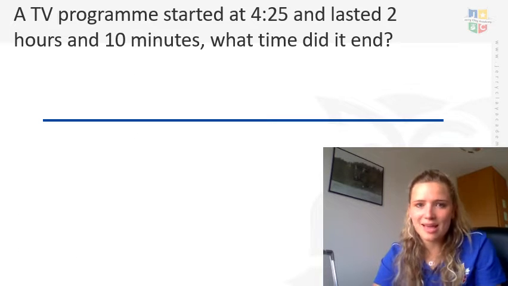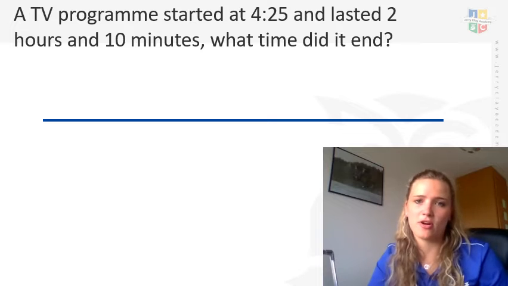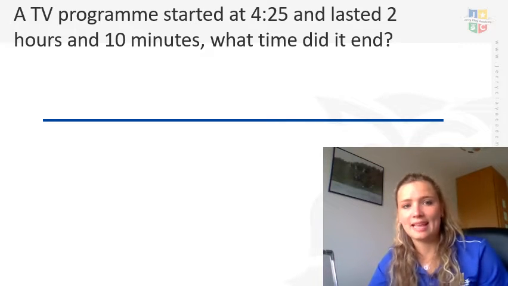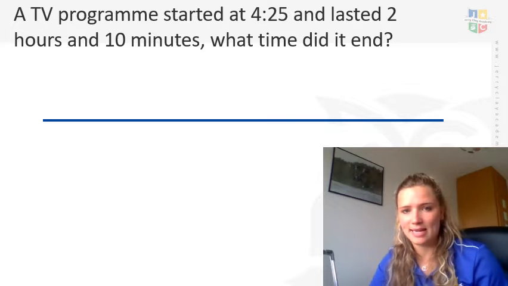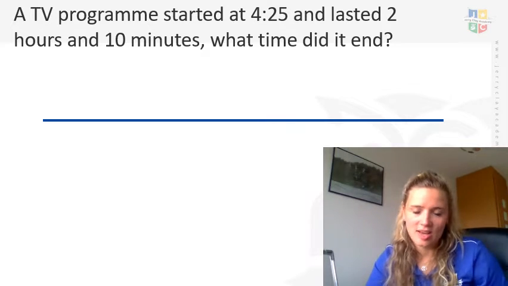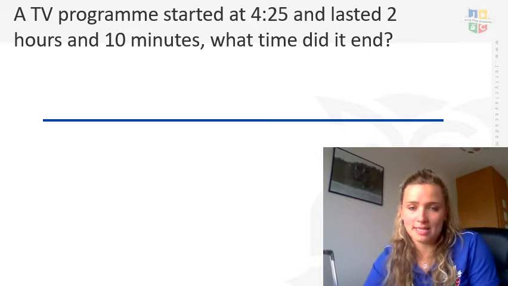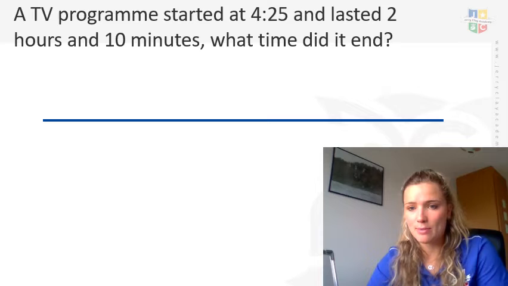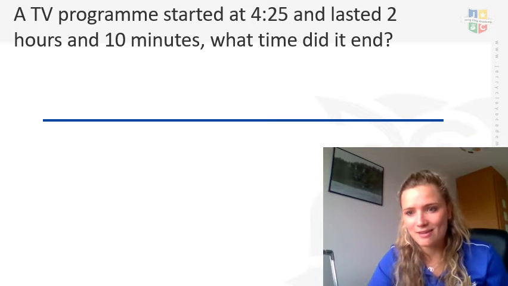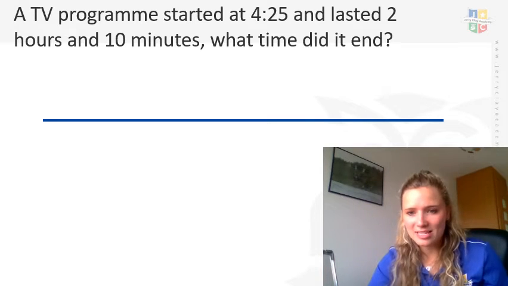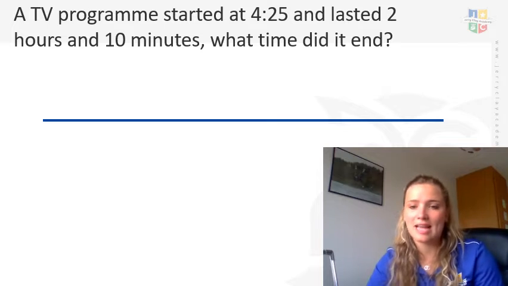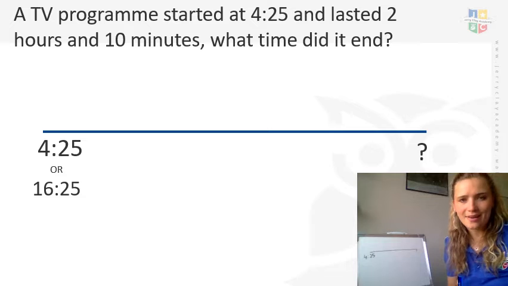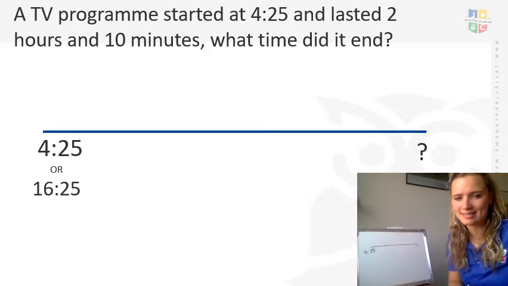Okay, so I'd now like you to have a go at doing this one. A TV programme started at 4:25, or 25 minutes past 4, and lasted 2 hours and 10 minutes. What time did it end? I'd like you to have a go at doing that on a piece of paper, and then once you think you've got the answer of what time the programme ended, you can come back and see if you've got it correct. Remember, if it's a full hour or a full 2 hours, add those first and then add your minutes after. Okay, so let's have a look to see if you've got the right answer.